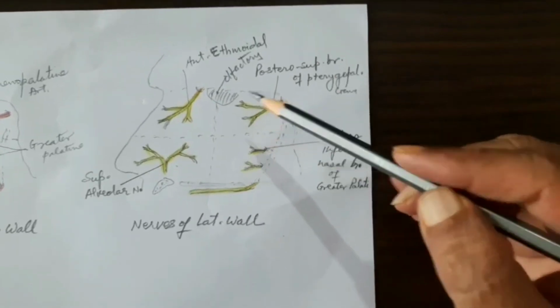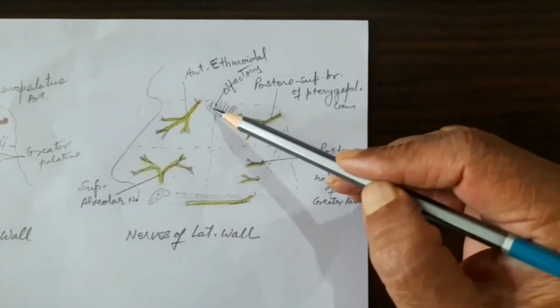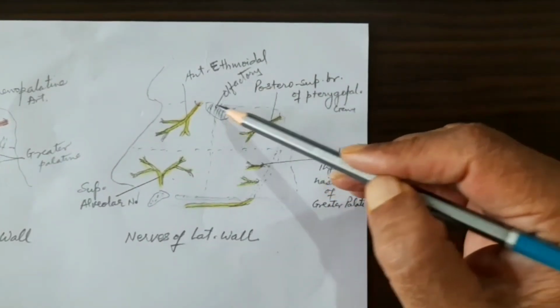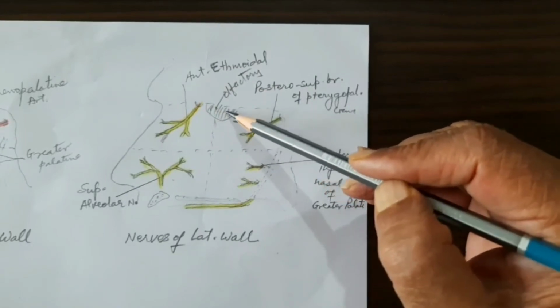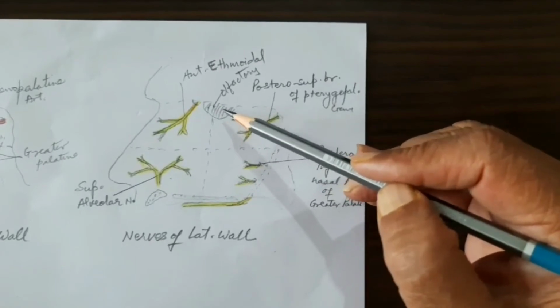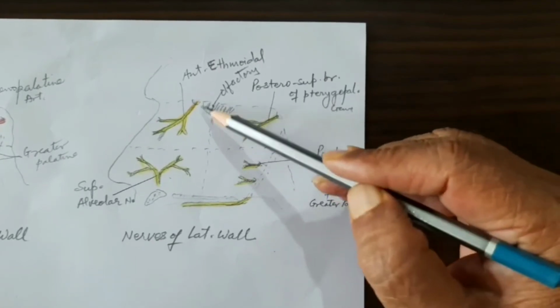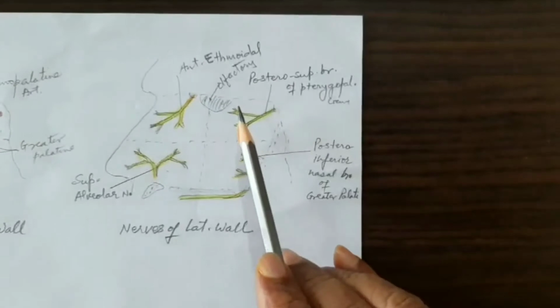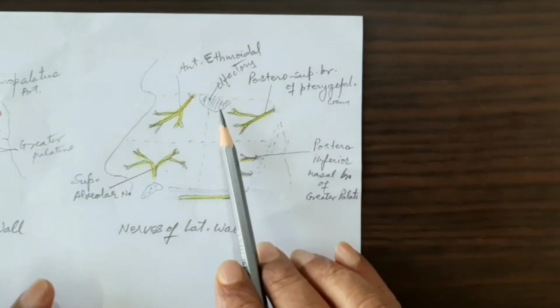These are the general ones. And here is the olfactory nerve, I am saying not ethmoidal, olfactory nerve, which carries the special sense of smell. So the special sense goes through the first cranial nerve, the olfactory nerve, from the most superior part, close to the superior nasal concha.